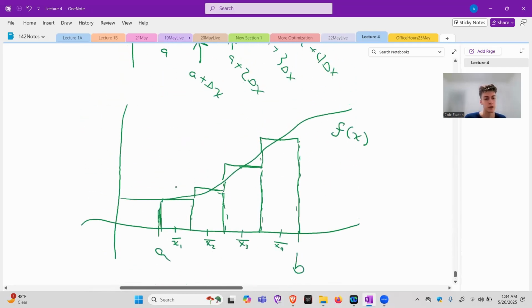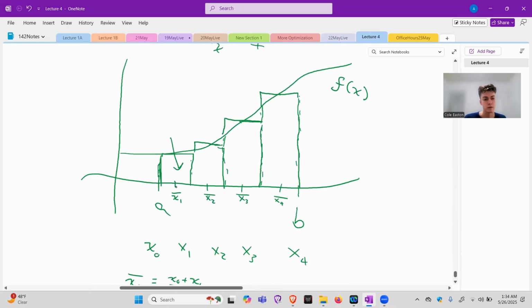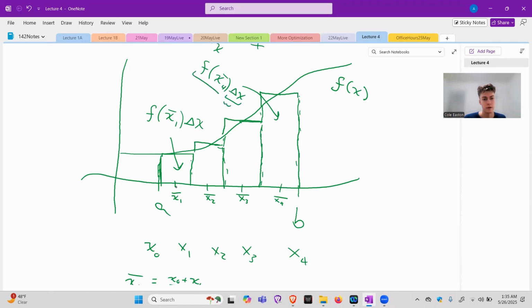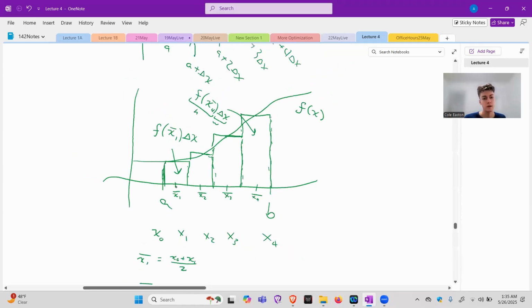But then if we look at what's actually going on, what's the area of this rectangle? Well, that is just the height of the rectangle, which is f of x1 bar, times the width of the rectangle, which we called delta x. And we follow that same thing through for all of these rectangles. The last one is going to be f of x4 bar times delta x. This is the width, this is the height. And so what are we doing? We're counting from 1 to 4. We're plugging x sub i for each i from 1 to 4 into our function and multiplying by delta x.